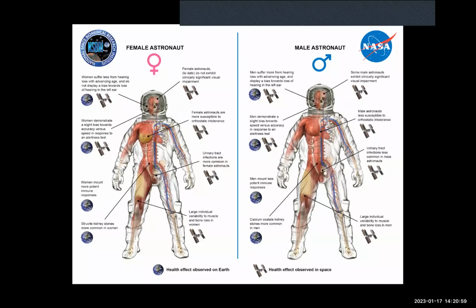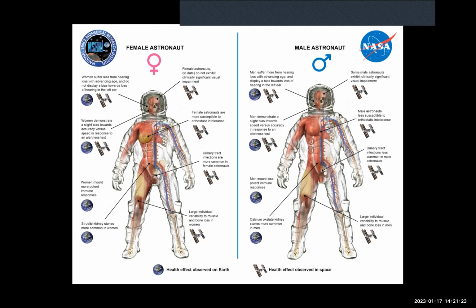In female astronauts, because of the shorter urethral distance, we see them more prone to bladder infections. Female astronauts are more prone to orthostatic intolerance once they get back to Earth. So they're more prone to fainting versus male astronauts, whereas male astronauts will tend to have cardiovascular changes on orbit that we see.